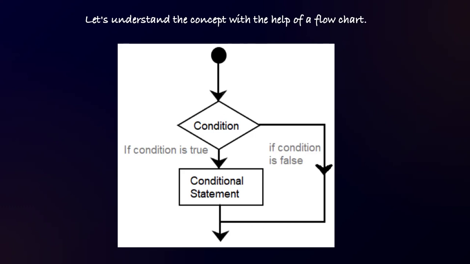So if this condition is given, there can be two outcomes. One outcome is if it is true, another outcome is if it is false. If it is true, the conditional statement takes place. If it is false, it bypasses the conditional statement and gives output as false, or it doesn't give any output, depending on how you code. Okay, I hope you have understood. So this is a very simplified version of the working of the if statement. Let us move on.